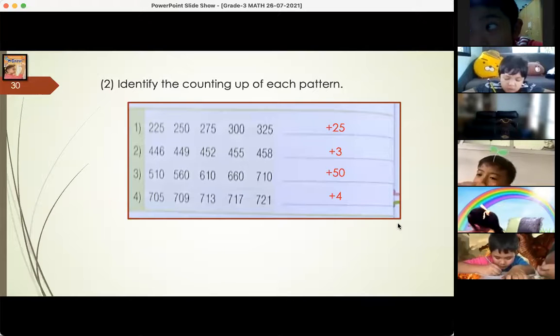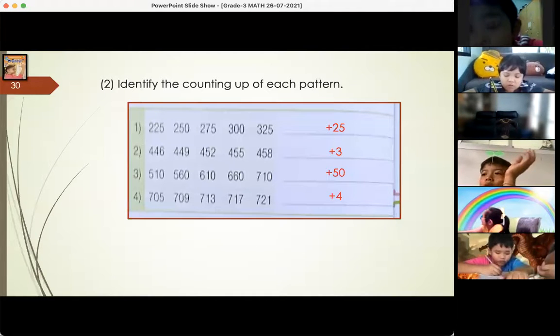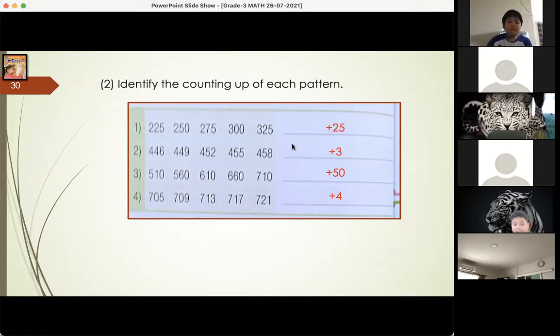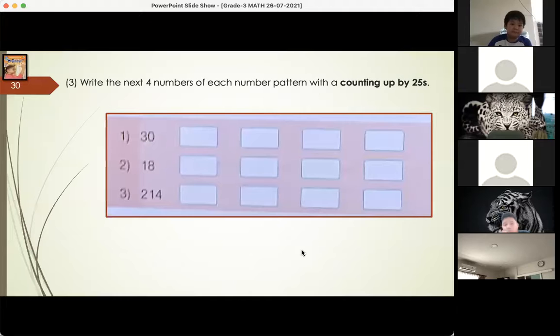So let's move to exercise number 3. All right, grade 3. Let's move to exercise number 3, page 30. So how to do this? We have to write the next 4 numbers. We have 4 blanks here, 4 boxes: 1, 2, 3, 4 numbers of each number pattern with counting up by 25. So meaning you will add 25 to each number.